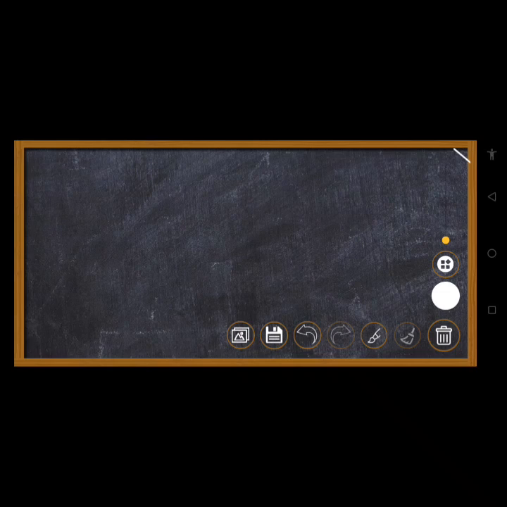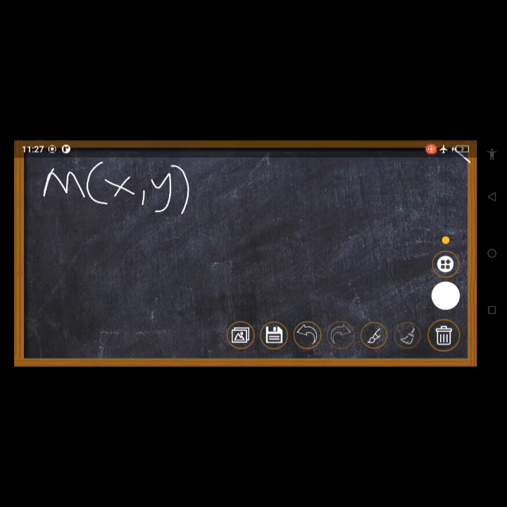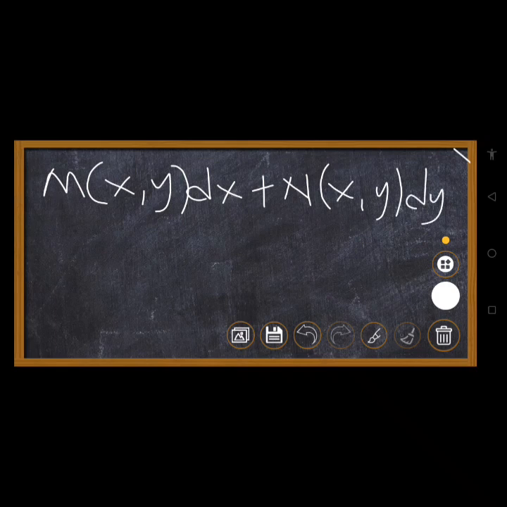Okay, so today let's do the exactness of differential equations. Exactness of differential equations are equations of the form M(x, y) dx plus N(x, y) dy. So these equations that we have above are what determines the exactness of an equation.